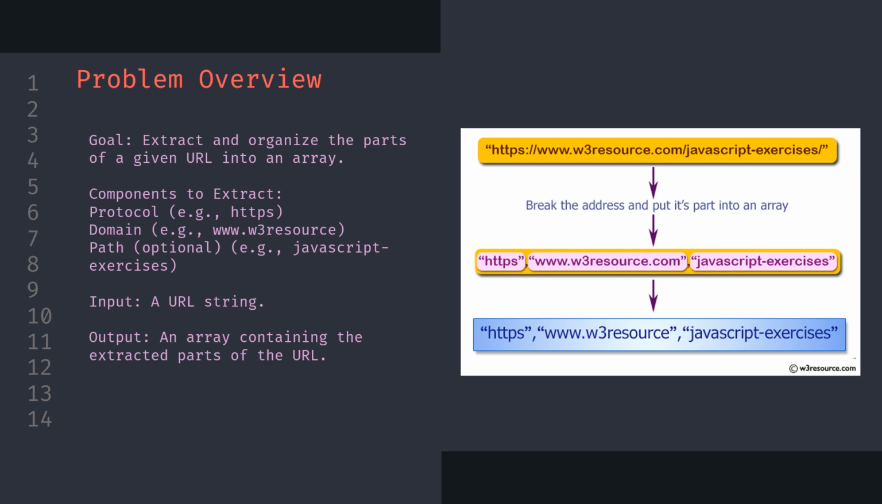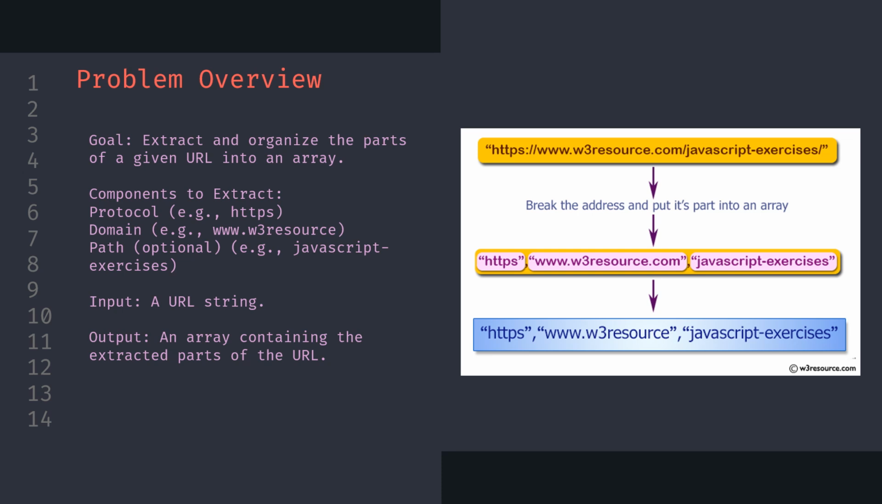For instance, in the URL https://www.w3resource.com/javascript-exercises, the protocol is HTTPS, which specifies the communication standard being used. The domain is www.w3resource, which identifies the host or server. The path is javascript-exercises, which points to a specific resource on the server.